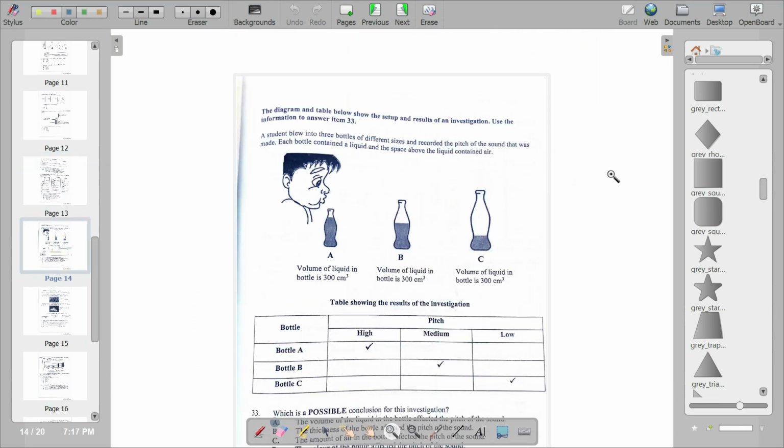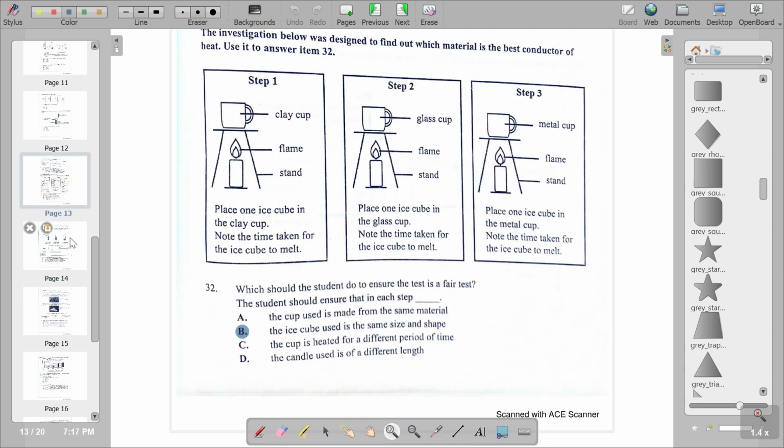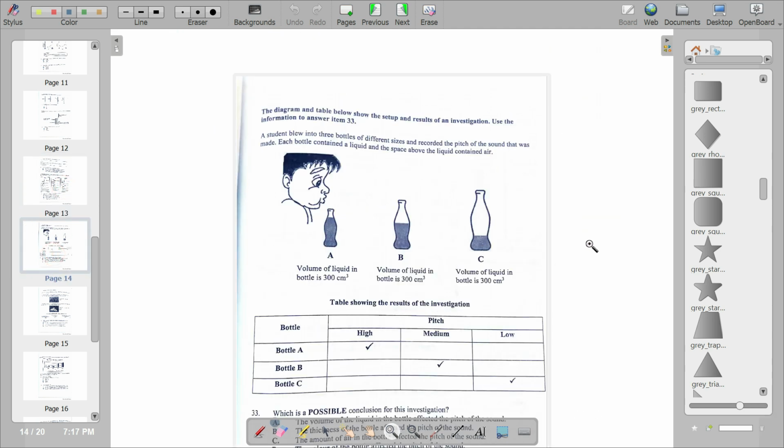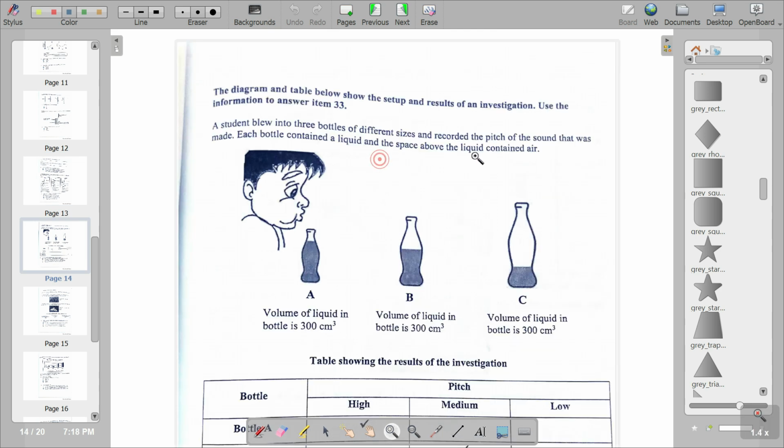So let's go to this. I think is, did I skip something? No, that was 32. So I'm going to 33. It says the diagram and table below, let me get this bigger, I'm sorry. The diagram and table below show the setup and result of an investigation. Use the information to answer item 33. A student blew into 3 bottles of different sizes and recorded the pitch of the sound that was made. Each bottle contained a liquid and the space above the liquid contained air.